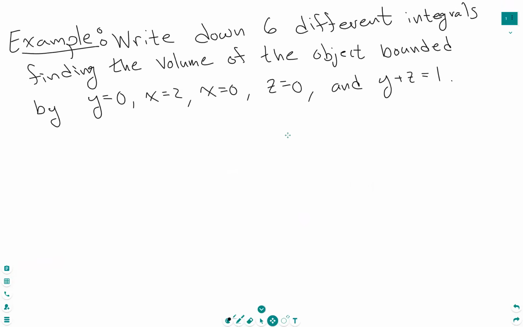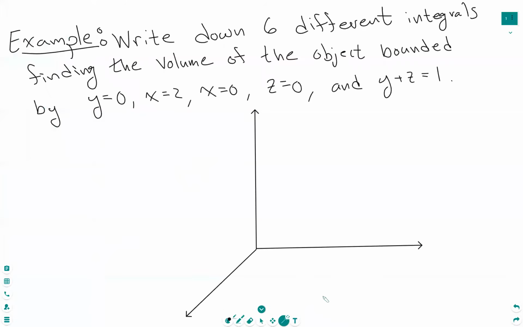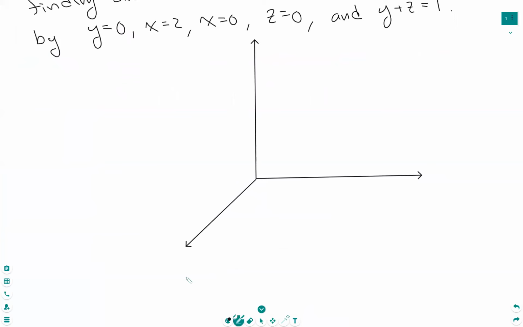Okay, so what does this thing look like? So let's first do a rough sketch of what's going on here. So here we have our x, y, and z axis. So we've got x, y, and z. We know x is equal to 0, which is the zy plane is a bound. Then we also have that x is equal to 2. So we'll kind of mark here that x is equal to 2. Right? So then we have the x equals 2 plane.